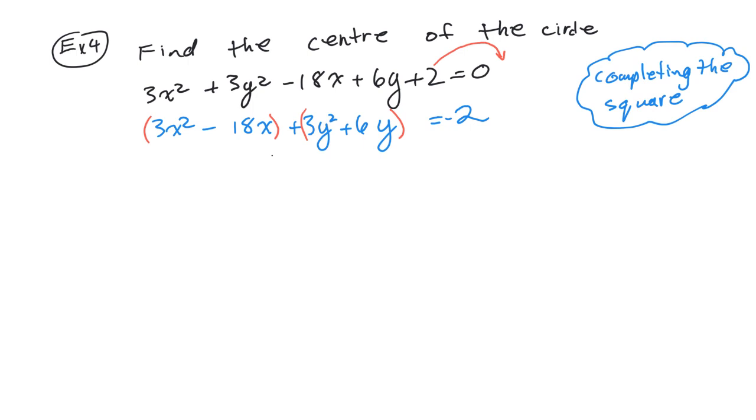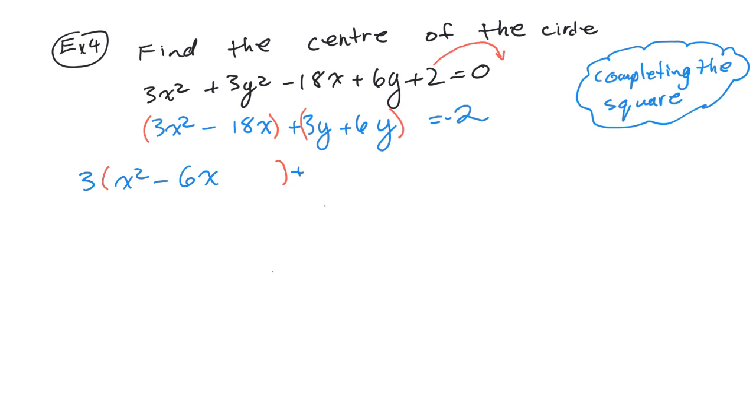So now let's give ourselves some space so that we can save some time and effort. We're going to start over to the left here. We're going to start by pulling out a 3 from the first bracket. So we got 3 bracketed with x squared minus 6x. Now you're going to leave a space in your bracket so that we can figure out what we're going to add and subtract to complete the square.